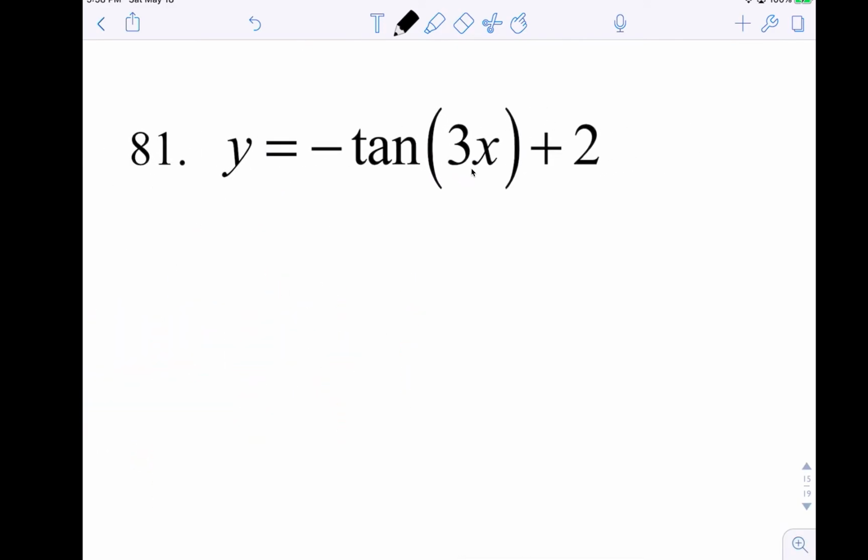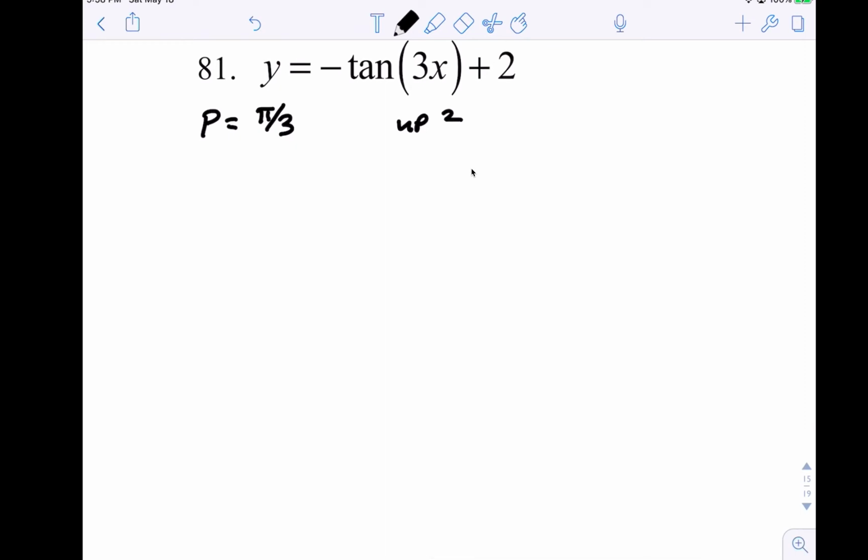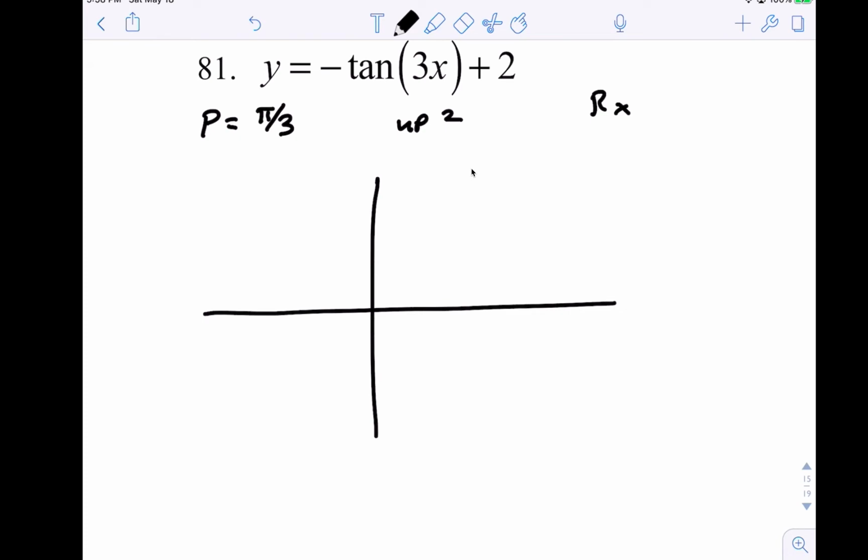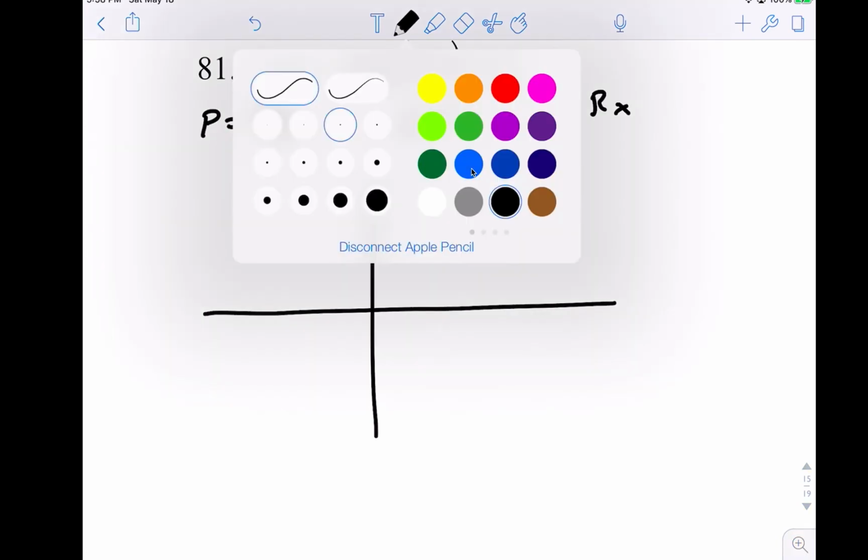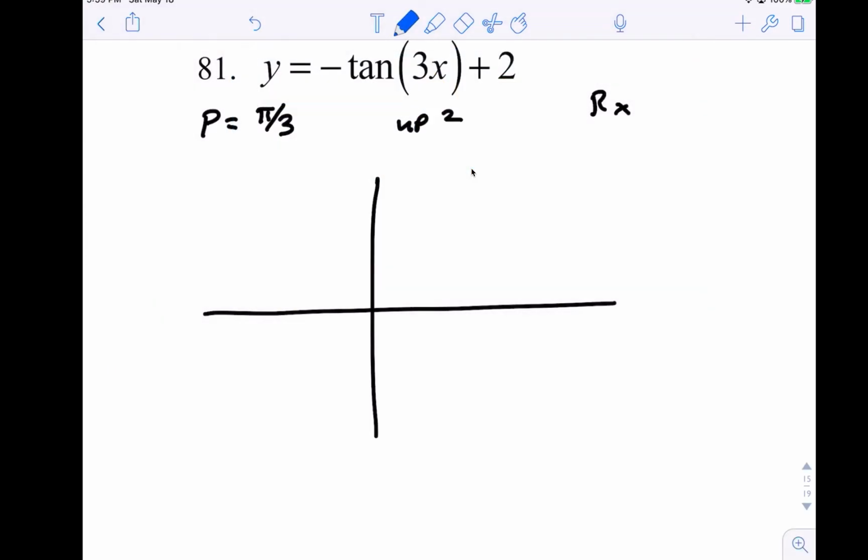And then the last one here, our period is going to be pi over 3, and we're going to move the graph up 2. All right, and we also have a reflection over the x-axis. All right, so we move it up 2. So 1 period away would be pi over 3, and then negative pi over 3.